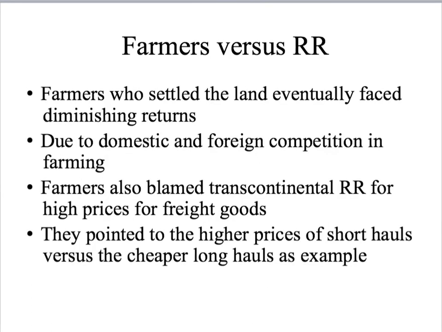Farmers, who initially were immigrants coming out as homesteaders, began facing their own problems against the railroad. Farmers would settle on the land and eventually face what were called diminishing returns. What would happen in farming is that farmers would produce, but they would have to produce both in relationship to domestic and foreign competition. Farmers ended up blaming the Transcontinental Railroad for too high prices for freight goods. They pointed to the fact that short hauls tended to have higher prices, while long hauls tend to have cheaper prices. This seemed to go against intuitive common sense, and they wanted regulations.